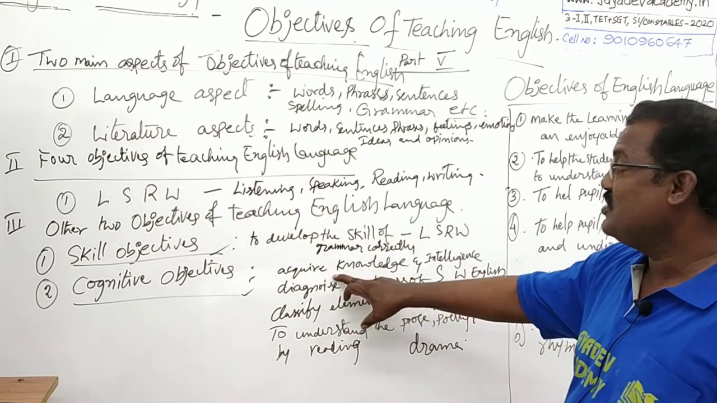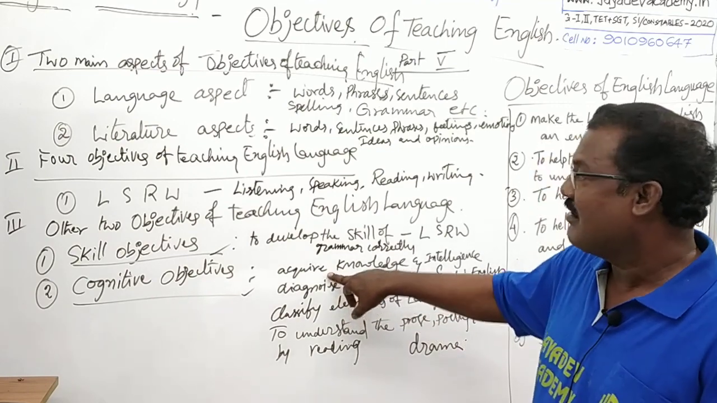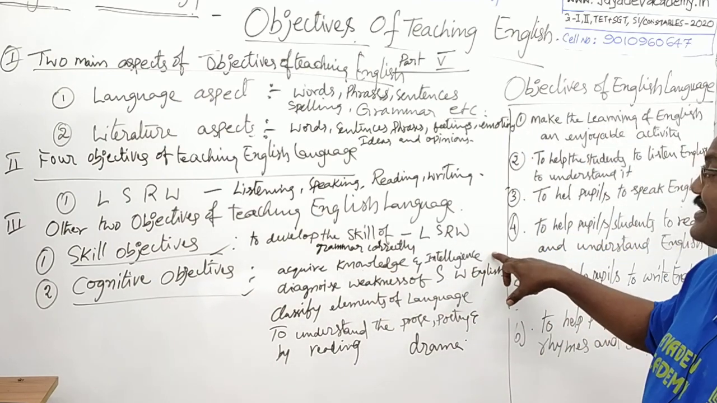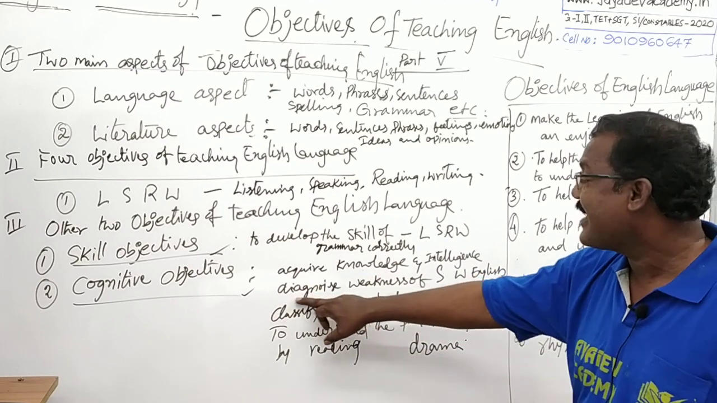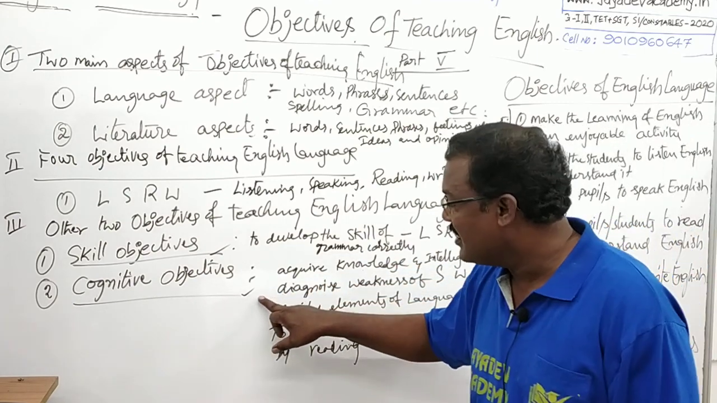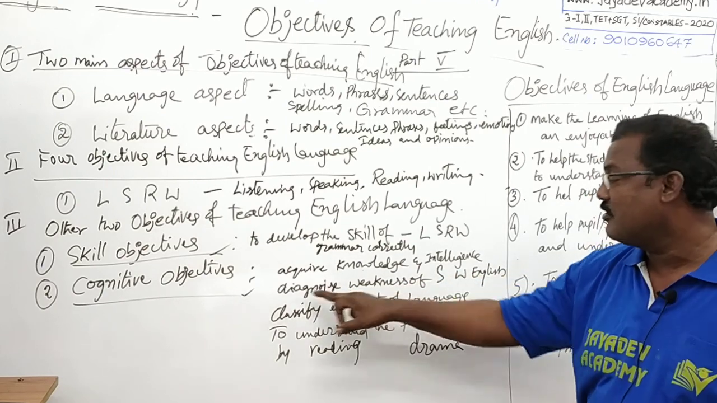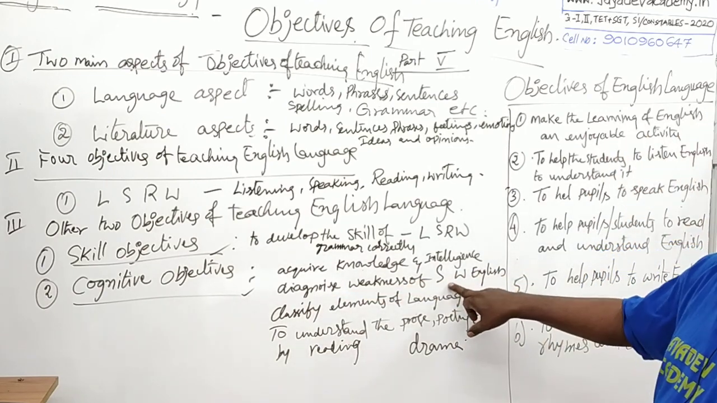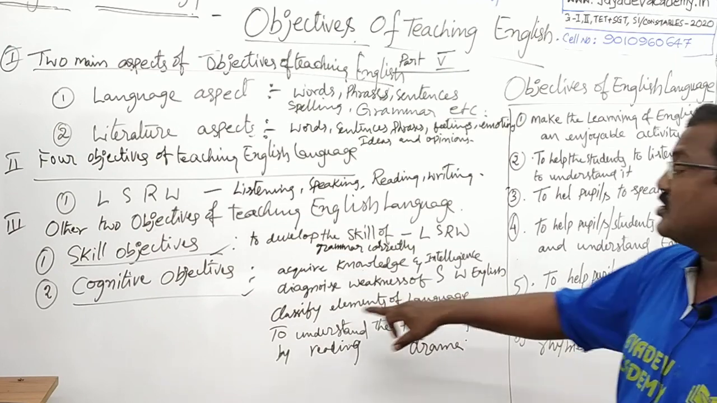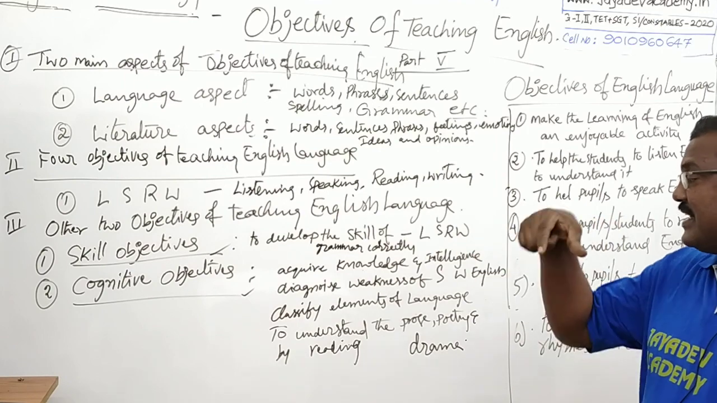Cognitive objective means that whatever the teacher is teaching, the student should acquire all four LSRW skills, acquiring knowledge and intelligence of all the four skills. He should diagnose weakness in speaking and writing English. The teacher should identify, diagnose, observe and find out the weakness of the student when he is speaking and writing English, and classify elements of language. The teacher should make the students classify, divide the elements of language.